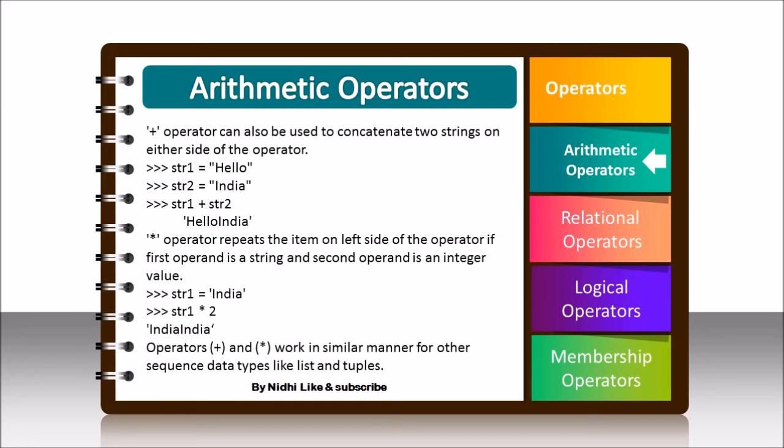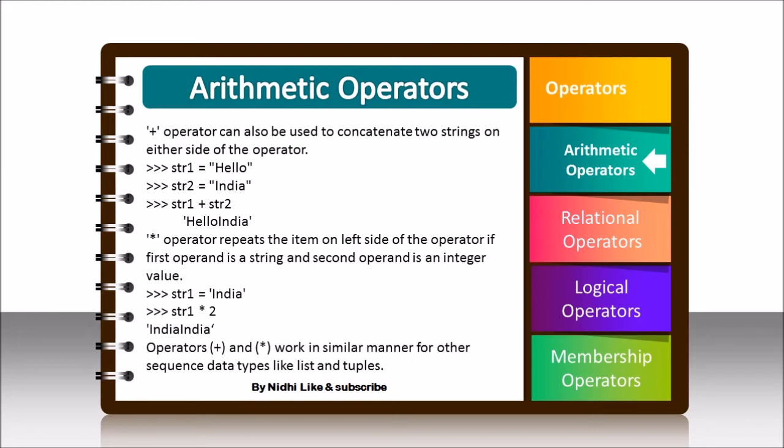So this plus operator can also be used to concat two strings. Earlier we were doing it on numbers, but it can be applied on strings also. Like we have two strings: string 1 is hello and string 2 is India. If we perform the plus operation on these two strings, it will just add the second string to the first one, that is, concatenating it: hello India. We have seen the concat operation in SQL also, so it is similar.